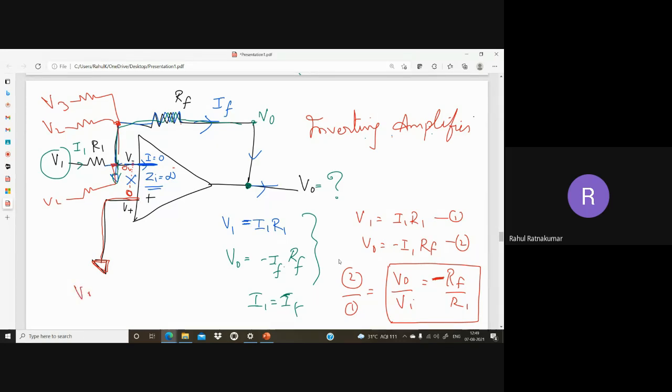So if we have multiple voltages, V output divided by V input, but here we have multiple inputs, so we have to consider them individually. V output equal to minus RF by R1 into V1 plus minus RF by R2 into V2 plus minus RF by R3 into V3, provided the resistances are R2, R3, R4, and so on. These things we'll discuss next day or tomorrow.